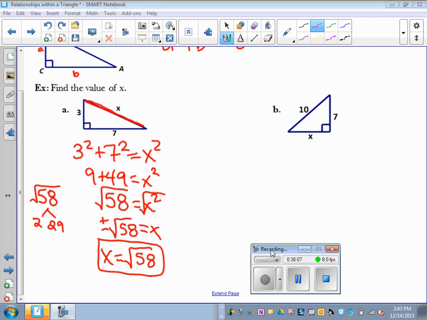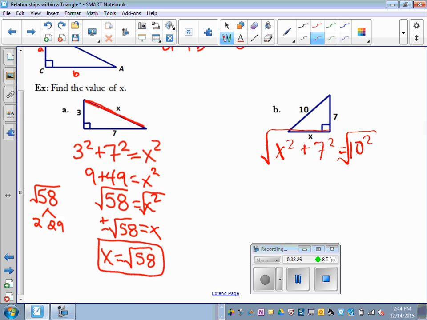Alright, letter B. What's the equation I set up for this one? Good. Notice my x is now on my side. x squared plus 7 squared equals 10 squared. Can you just square root the whole thing? Great question. Let's take a look at it. Can I just square root like this? And then what are you wanting to do from there? x plus 7 equals 10. You want to do this here?